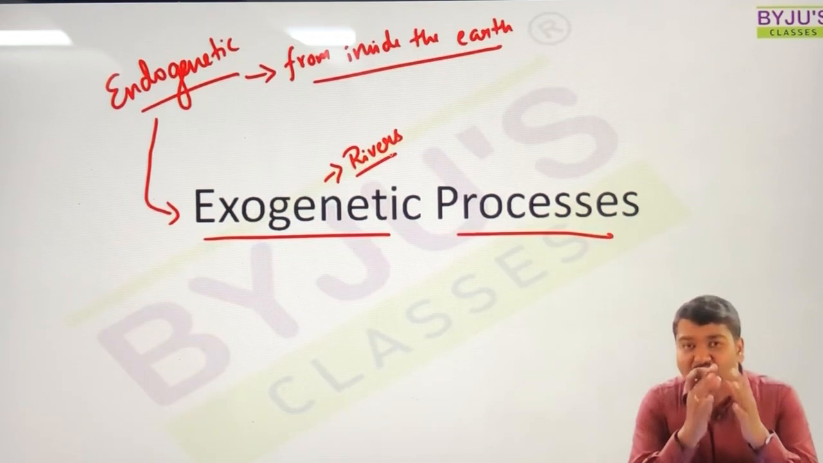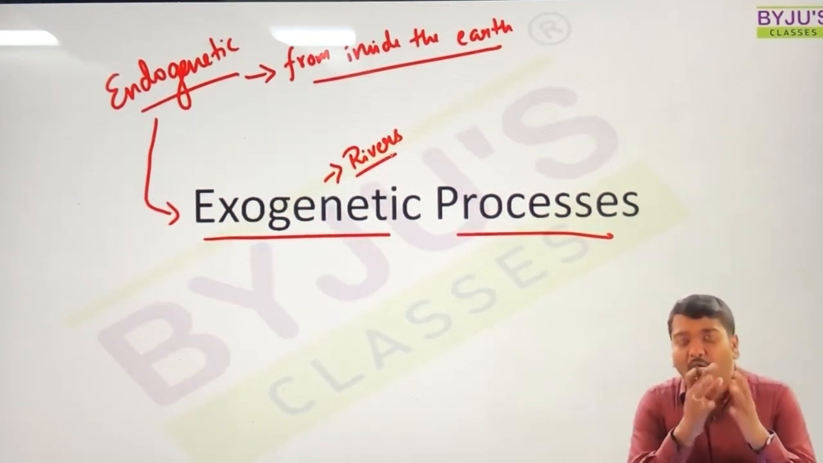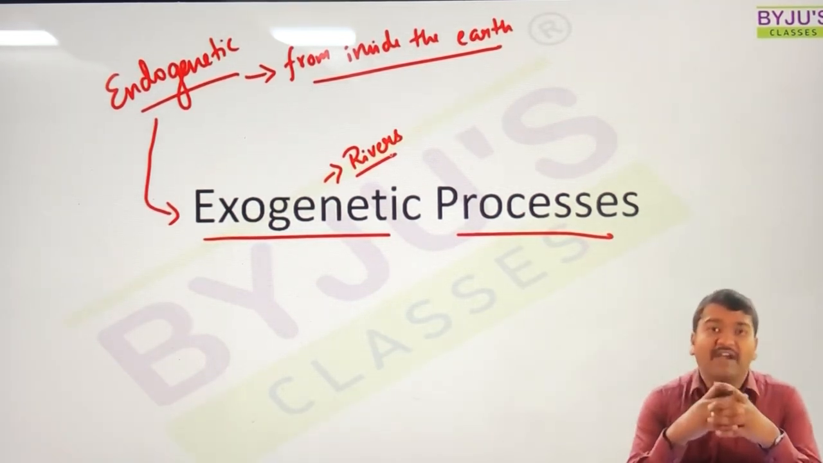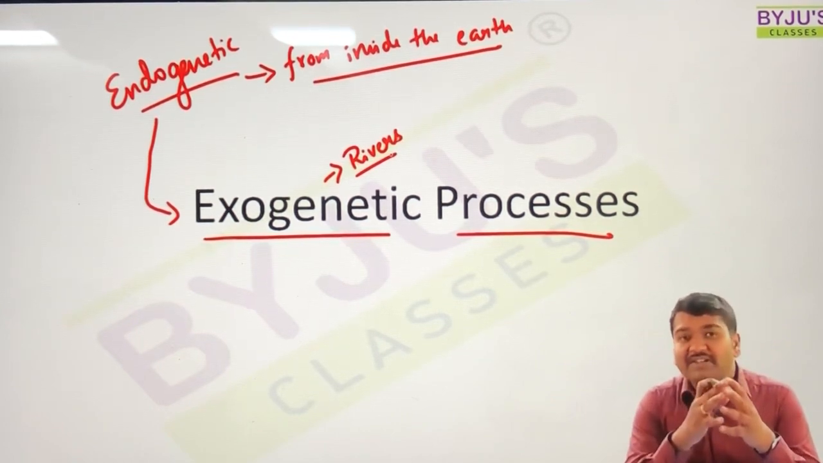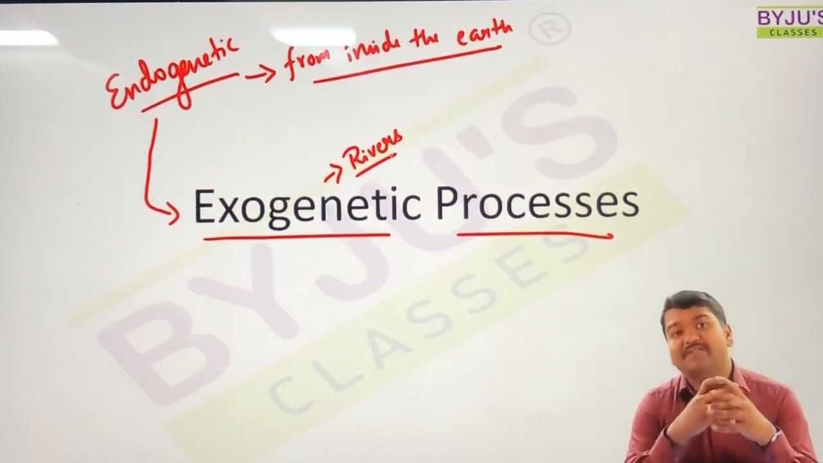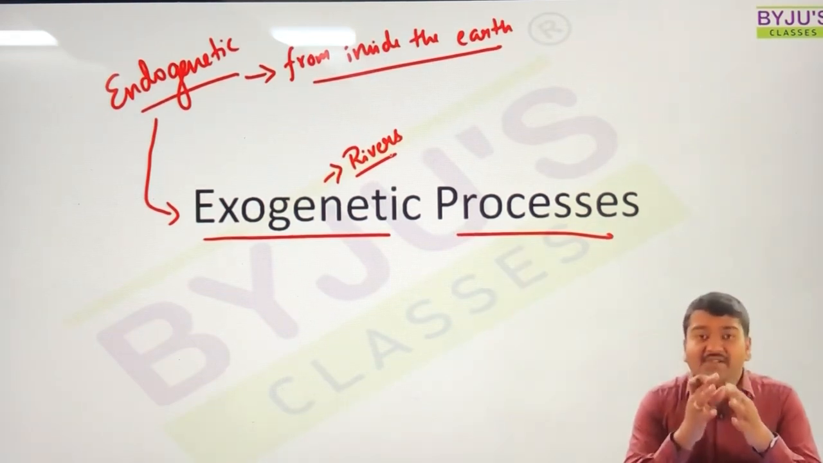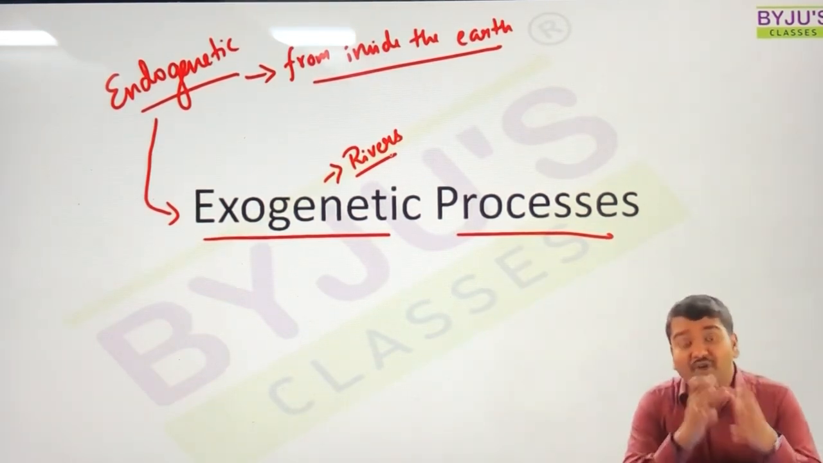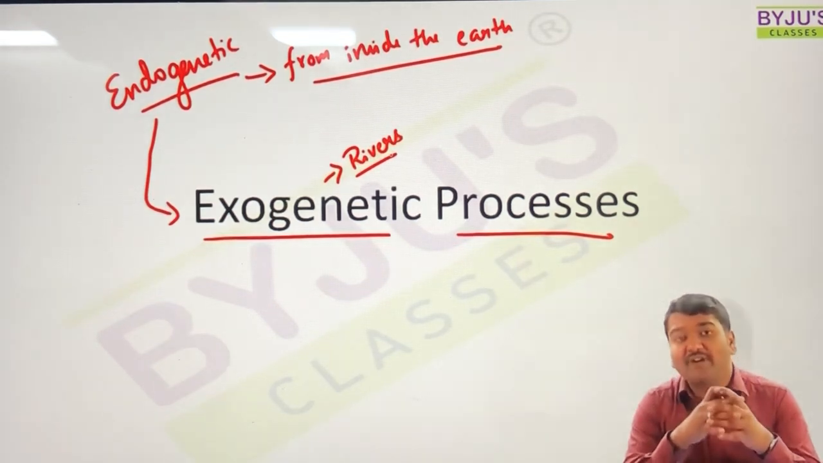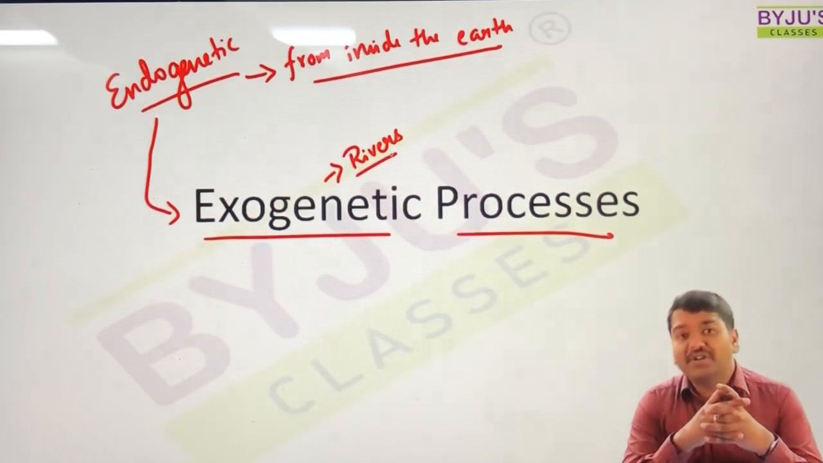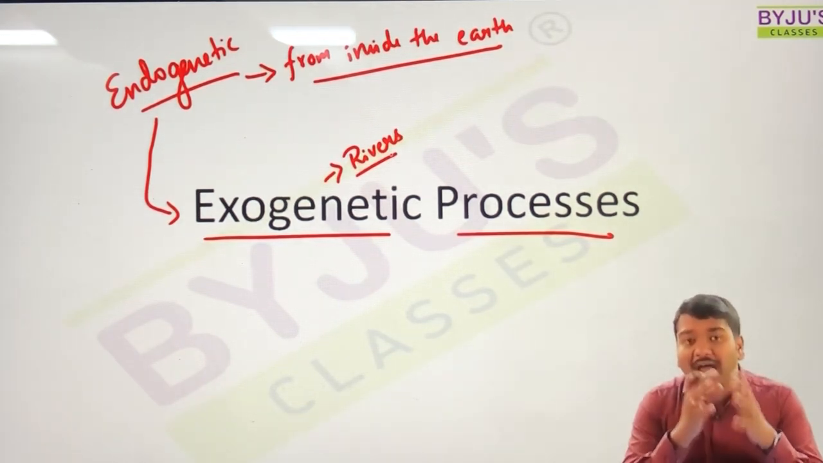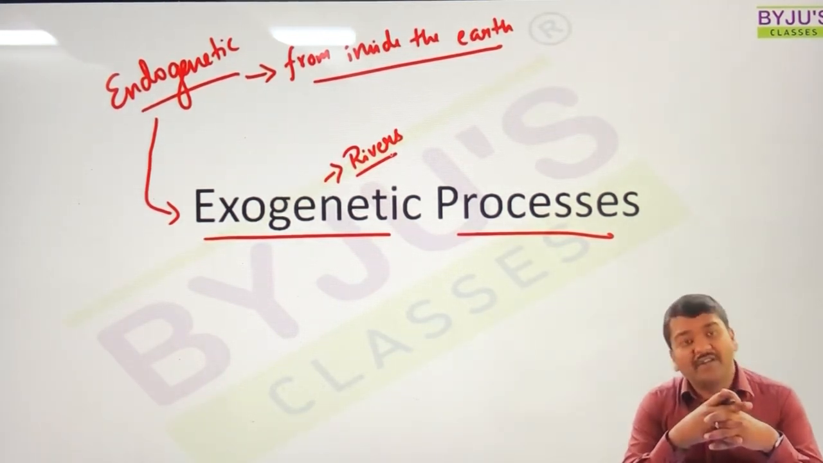Because these exogenetic processes also create certain landforms, it is important mainly because if we have to understand where people will stay, why certain civilizations will start at a particular place, which place is good for agriculture, which soil type is good for agriculture, all these we can understand only when we read the exogenetic processes which are acting on the surface of the earth.